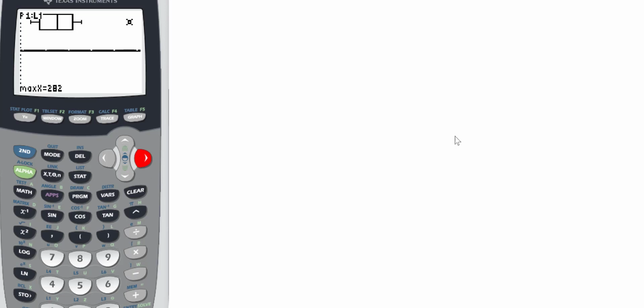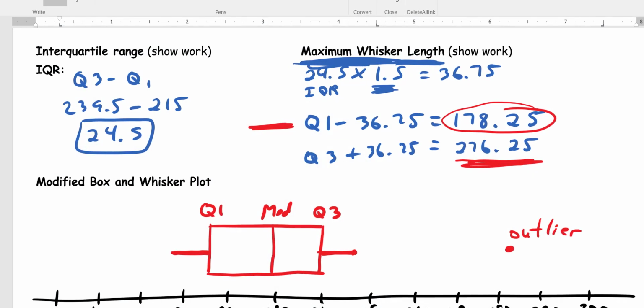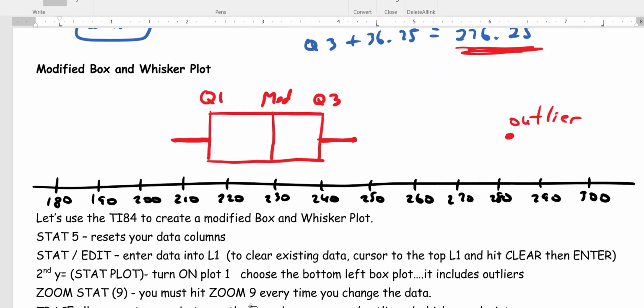And again, I summarized this below here for you guys to look at. So you can redo it again, but it's kind of cool. It shows you the whole modified box and whisker plot.